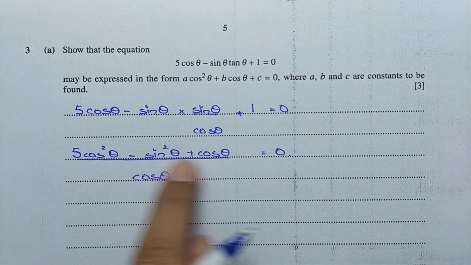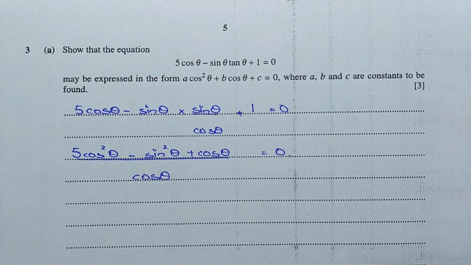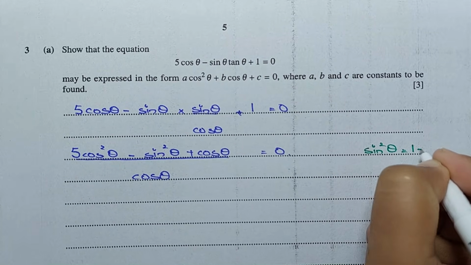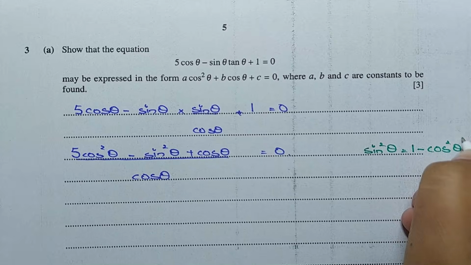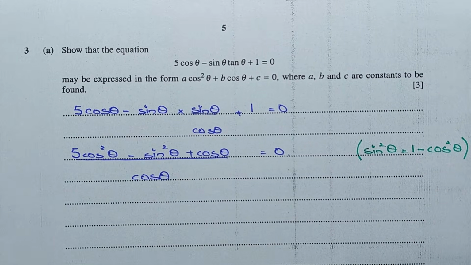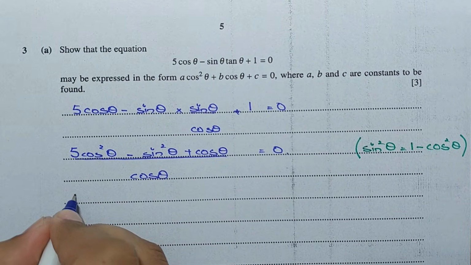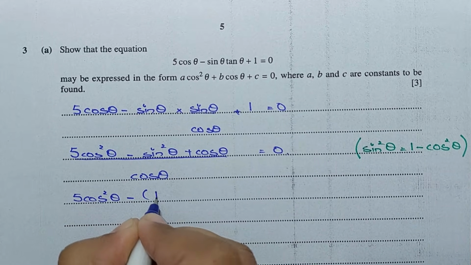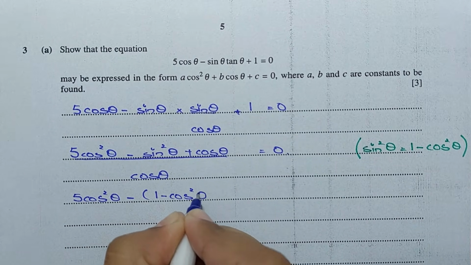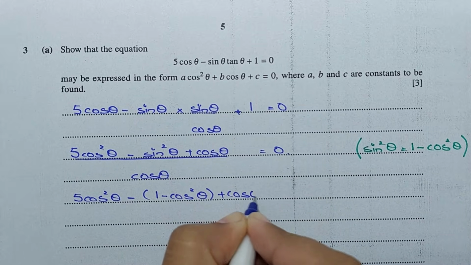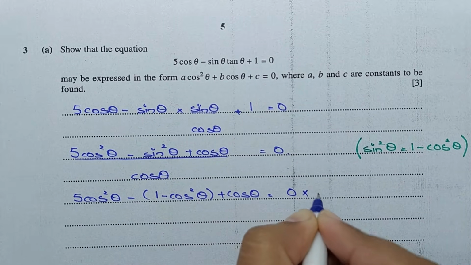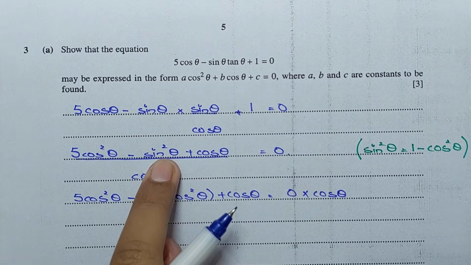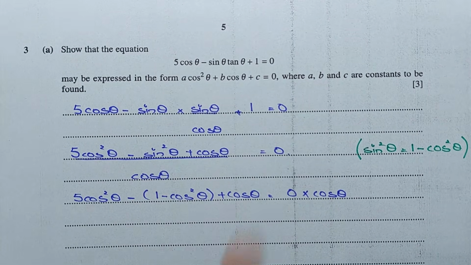This is in cos, this is in cos, this would be in sine. So we have to convert it. We know that sine squared theta is 1 minus cos squared theta. Use this over here. Okay, so now we have 5 cos squared theta minus sine squared theta, which is 1 minus cos squared theta, plus cos theta equals to 0 times cos theta. I cross multiplied. I did 2 steps over here: first I substituted the value of sine squared theta and then I cross multiplied.